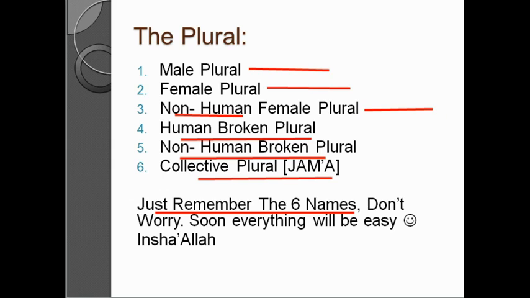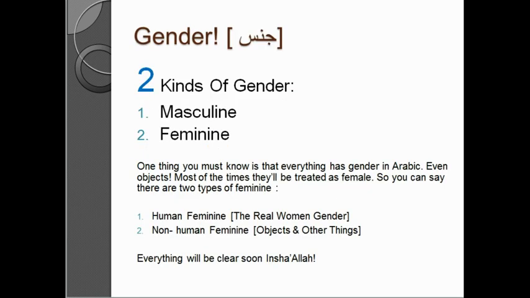Let's jump to gender. Yes, we are going very quick. We'll discuss these things in detail later. So, what's in gender? In gender, you will find two kinds. Yes, it's not three again. Two kinds of gender, masculine and feminine. That's just like in our English, except what is not like in our English is this thing.